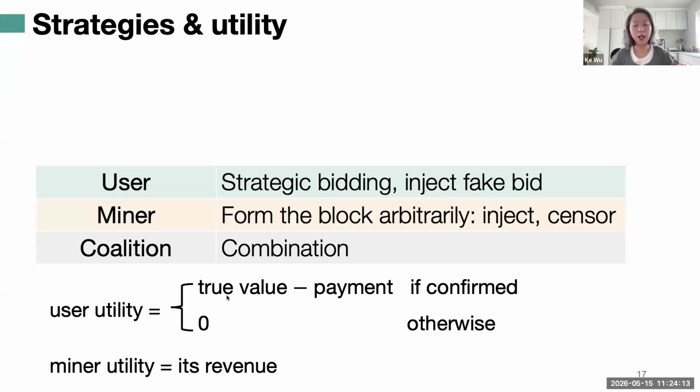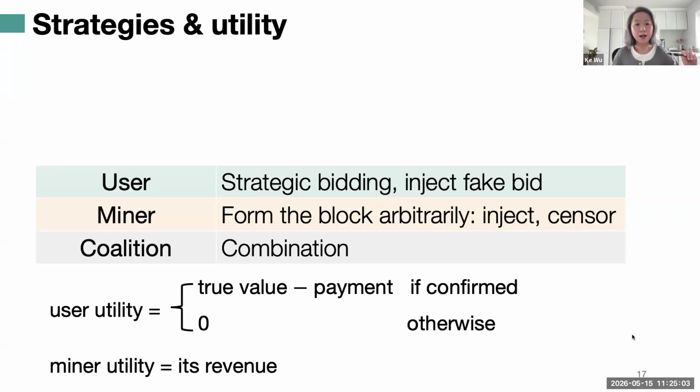Now, a user's utility equals its true value minus the payment. So true value is the maximum amount I'm willing to pay. So my utility is the difference between my true value and my actual payment if I get confirmed. And if my transaction did not get into the block, I just get utility 0. Okay, nothing changes for me. I don't need to pay anything. My transaction did not get in. And the miner's utility is just its revenue. So this is the little bit more formal modeling. These are their strategies and the users' and miners' utility. The coalition's utility is just the sum of all coalition members' utility.